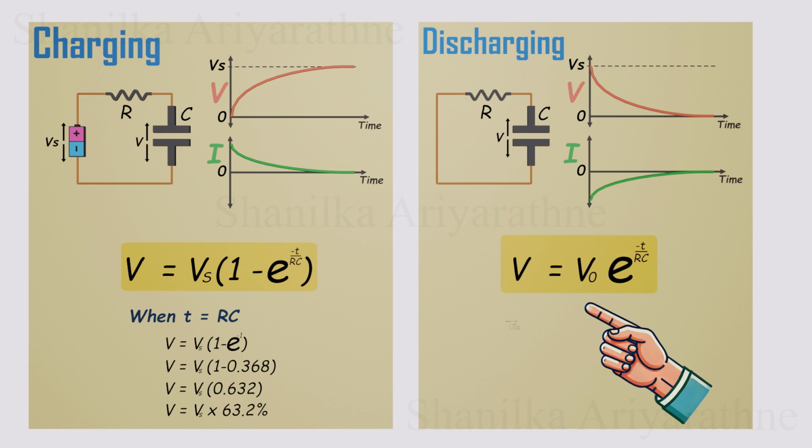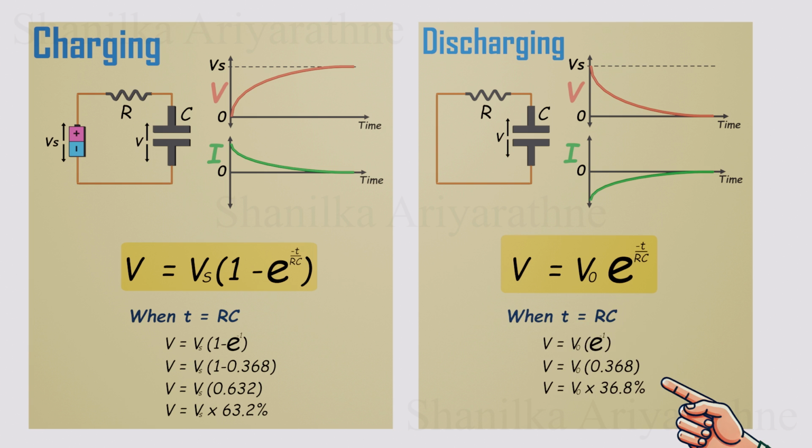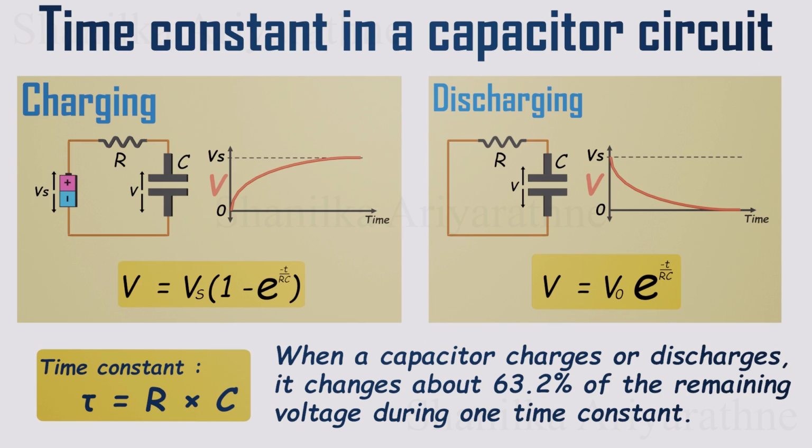Now let's think about discharging. When a capacitor is discharging, the voltage follows the given formula. Again, after one time constant, the exponential part becomes 0.368. So now the voltage is V0 times 0.368. That means the capacitor's voltage has dropped down to about 36.8% of its original value, which is a 63.2% decrease. So in both charging and discharging after one time constant, the voltage changes by about 63.2% of the total difference, whether it's going up or going down.